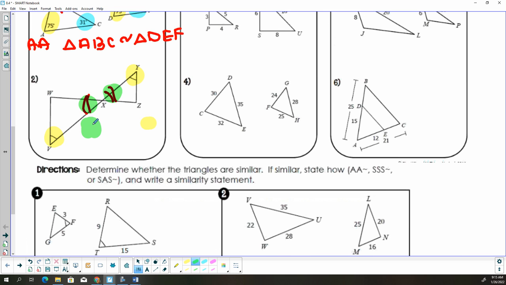So we're going to say AA, triangle VXW is similar to. Try to follow the same pattern. Notice how VXW goes yellow, green, no highlighting. So what would that be on the other triangle? So I went from yellow to green to no label. Where do I start on the right one? Y, X, right? Z.